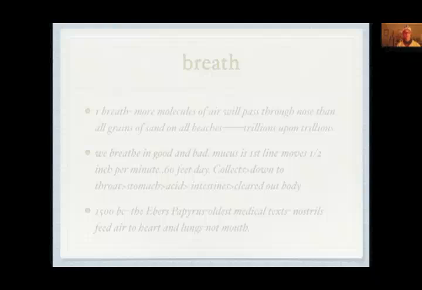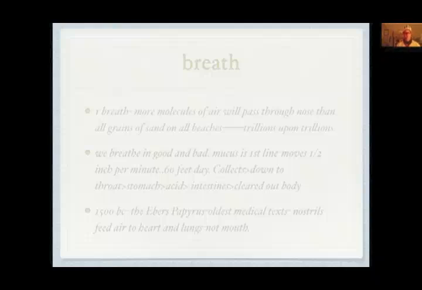So we breathe in good and we breathe in bad. Mucus is our first line of defense. It moves half an inch of mucus per minute. That'll be 60 feet per day. It collects it and then it goes down the throat, down to the stomach, down to your acid, down to your intestines, and then it's cleared out of the body. Okay, that's a lot of freaking mucus.